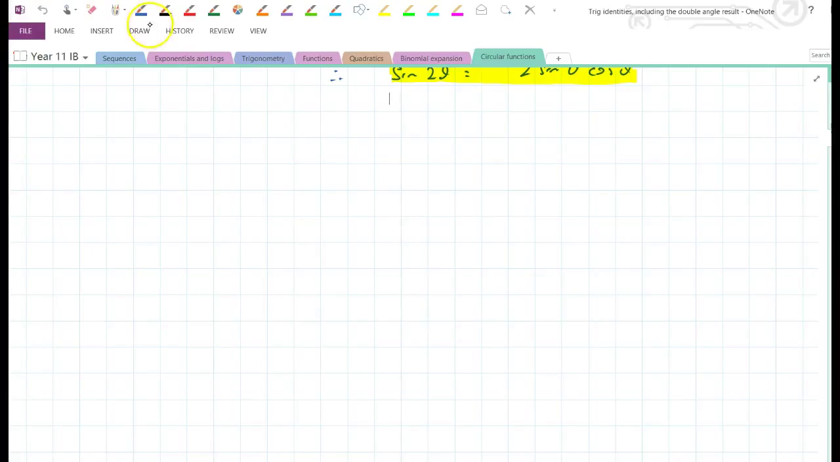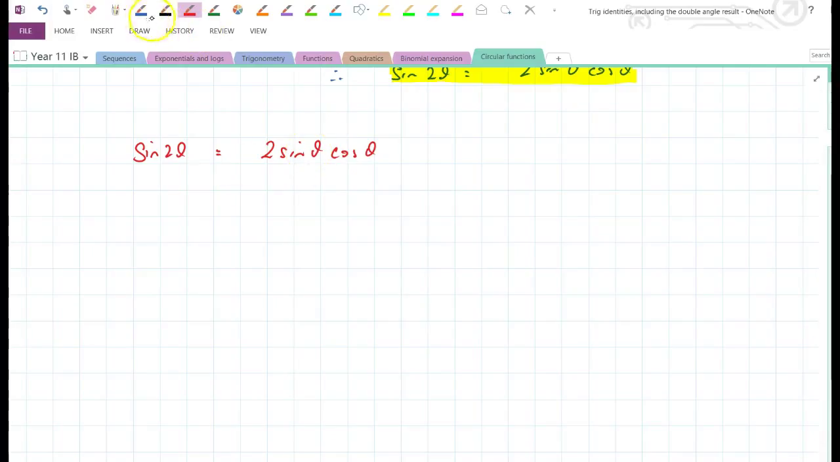So just to summarise, what we've established so far is that sine 2 theta, the double angle result for sine, is equal to 2 sine theta cos theta. Right, there we go. That one's pretty straightforward. Just one result for sine 2 theta, and there it is. That's on your formula sheet.